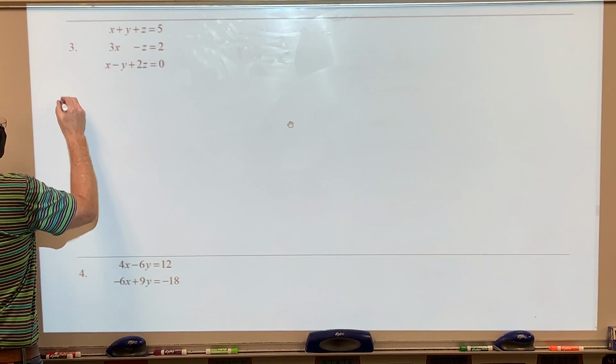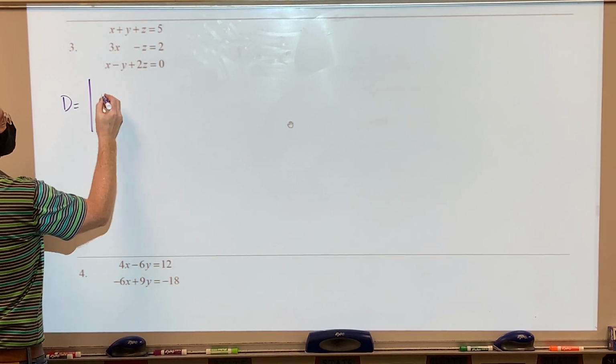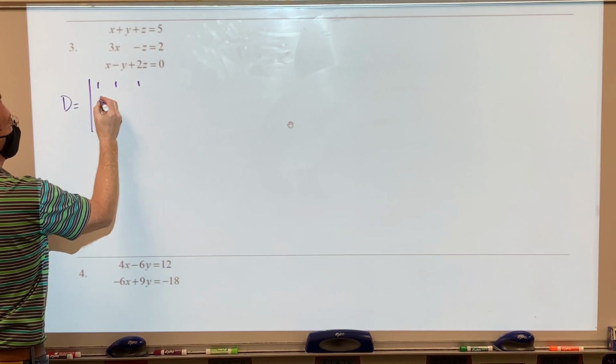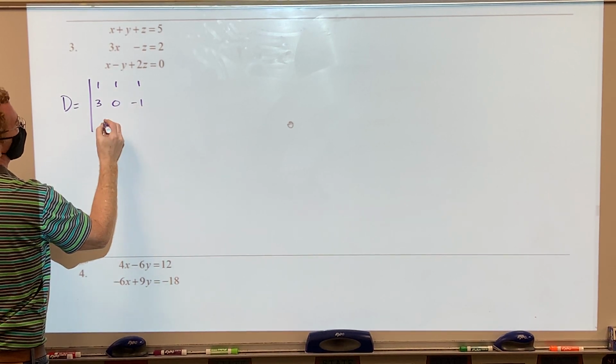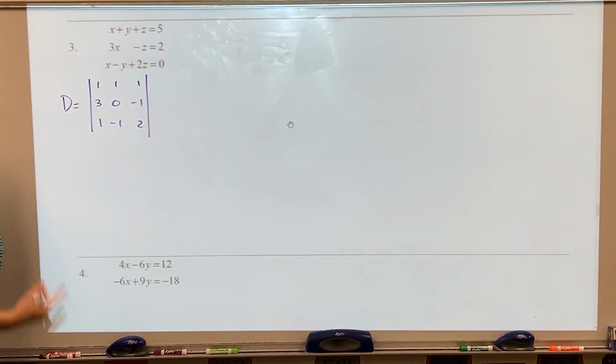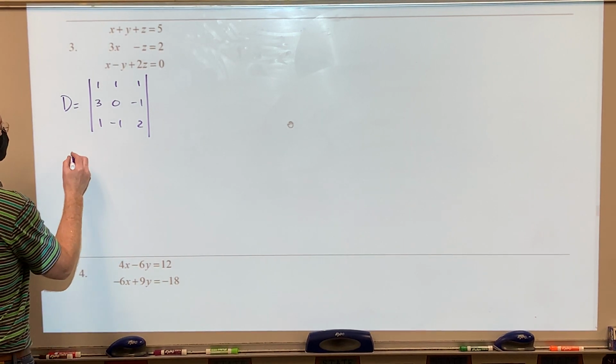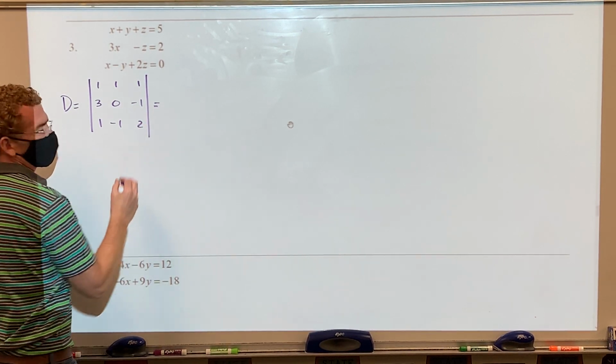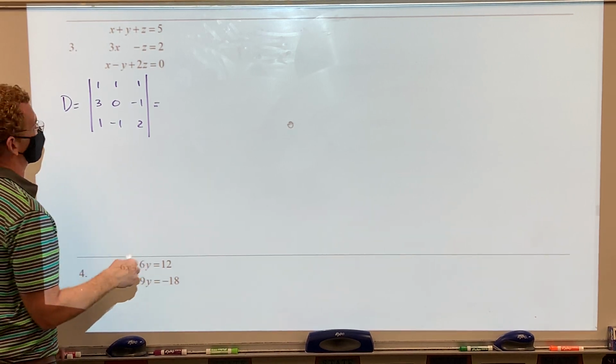But how would I find the D? 1, 1, 1, 3, 0, negative 1, 1, negative 1, 2. Got to be honest with you, you can pick the middle row if you want because it's one less thing to do. But I honestly, if it's not a couple zeros in there, it's probably not that big of a deal to me. So I'm just going to do this. I'm going to expand by minors, but if you want to do the diagonal method, knock yourself out.